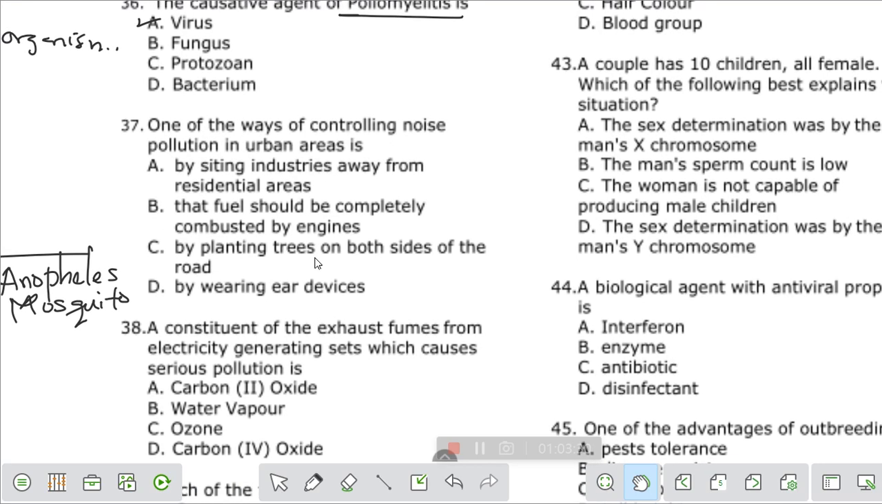The constituent of the exhaust fumes from electricity generating sets, which causes serious pollution, is what? What is that thing? Is it carbon dioxide? Is it water vapor? Is it ozone? Is it carbon dioxide? Something that we call electricity generating, that is generator.